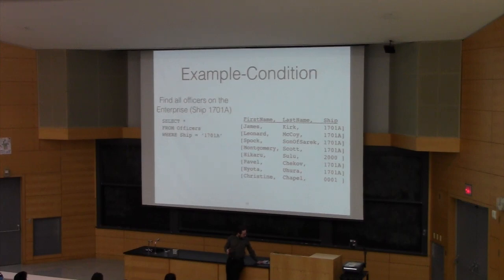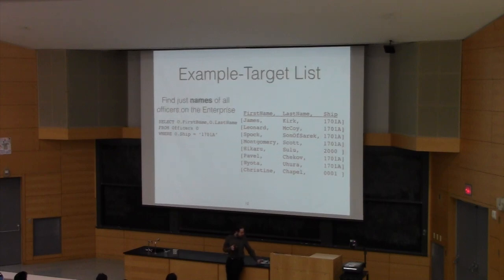So starting with this, all names, all officers on the ship. If I'm looking for just the names, I can replace that star with a specific list of attributes I'm interested in. So I could, for example, say select o.firstname, o.lastname from officers where ship is 1701A, and I'd get that.